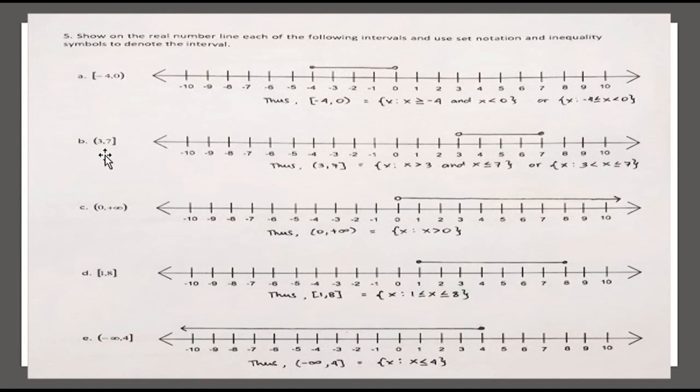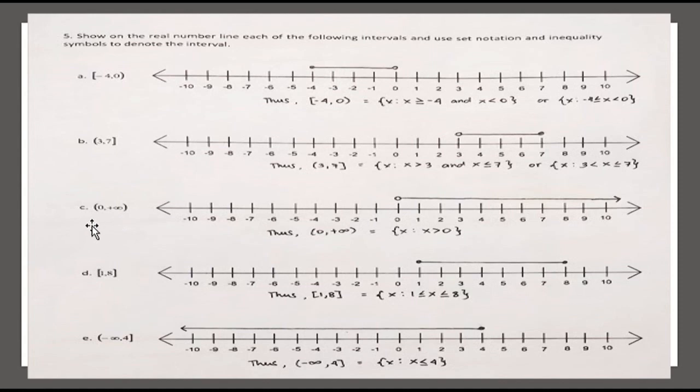Next, open ta ni 3, close ta padulong ni 7. So, open ta diri ni 3, close ta ni 7. So, in set notation, that is x such that x is greater than 3 but less than or equal to 7. So, naara diri ang atong mga values.